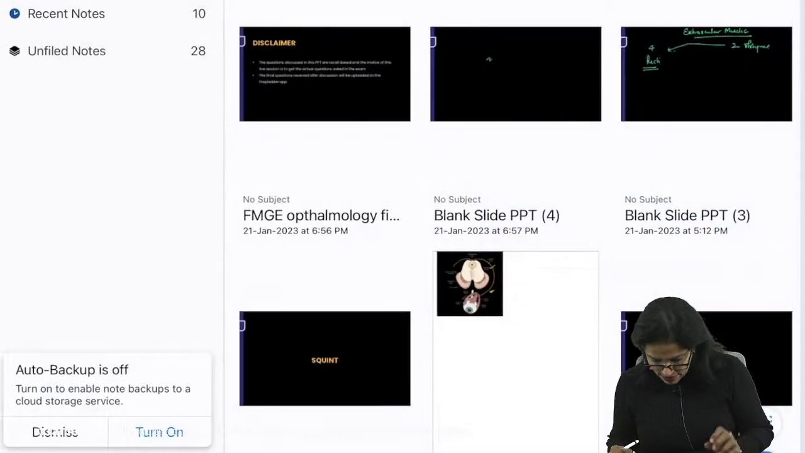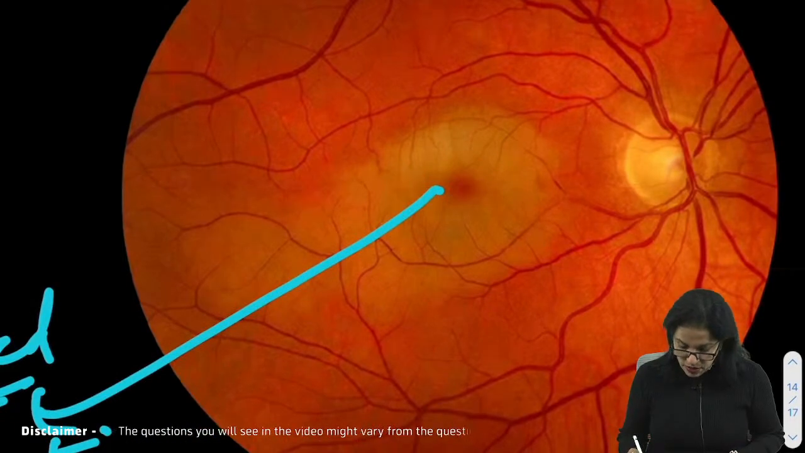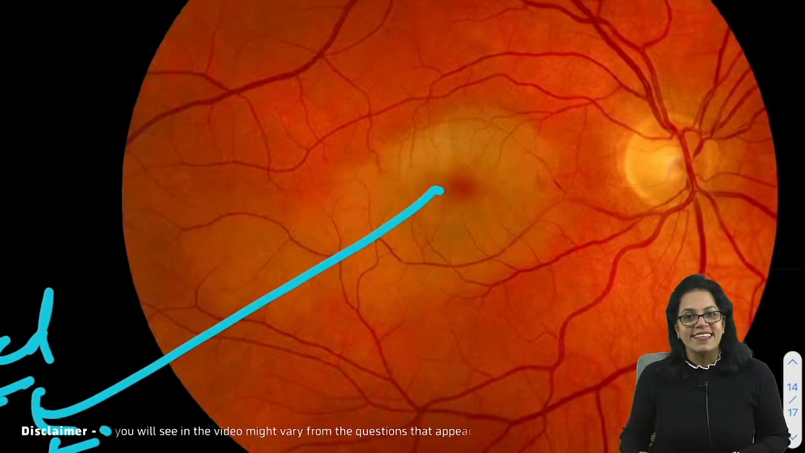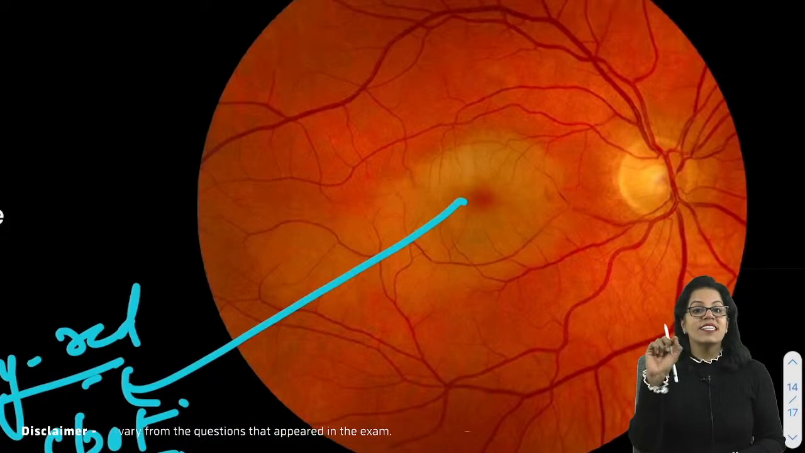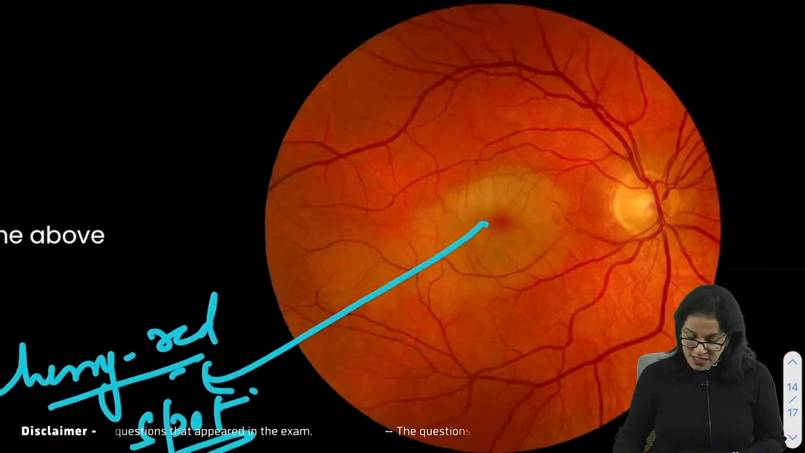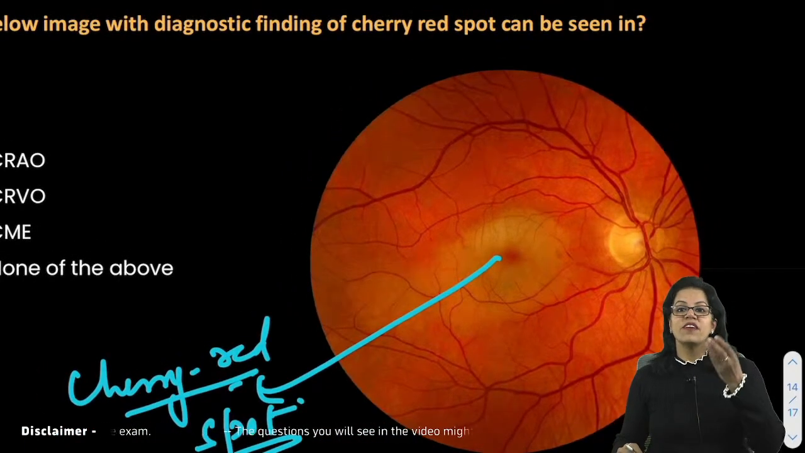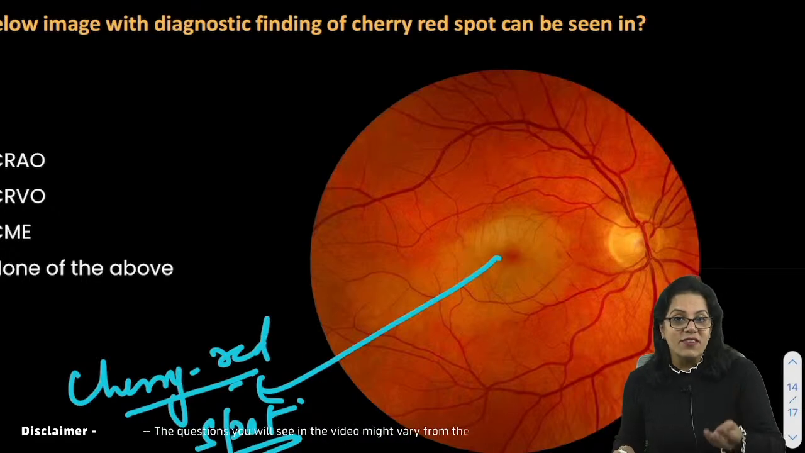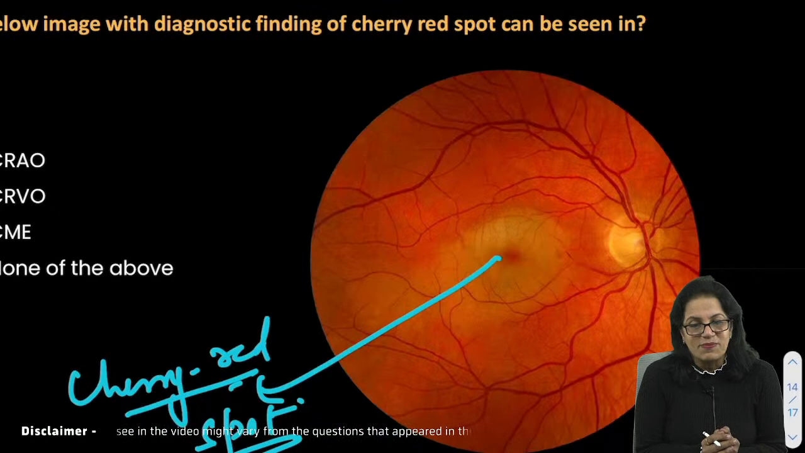Let's see the picture. Everywhere there is edema. You see the edema around, but the very center is shining red. This is actually the choroid shining from behind because there is no edema out there. This is what a cherry red spot is. So whether it is edema due to Berlin's edema or in central retinal artery occlusion, this is the reason that you get a cherry red spot.